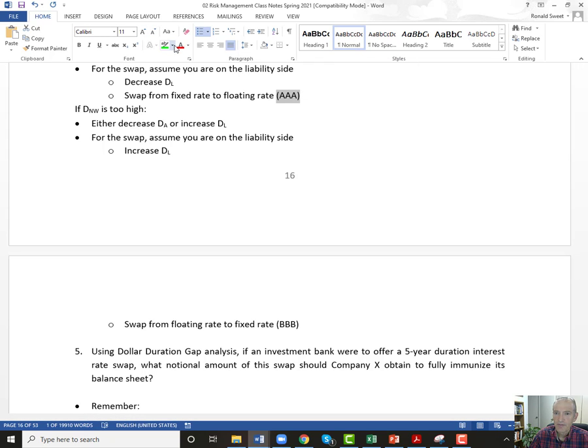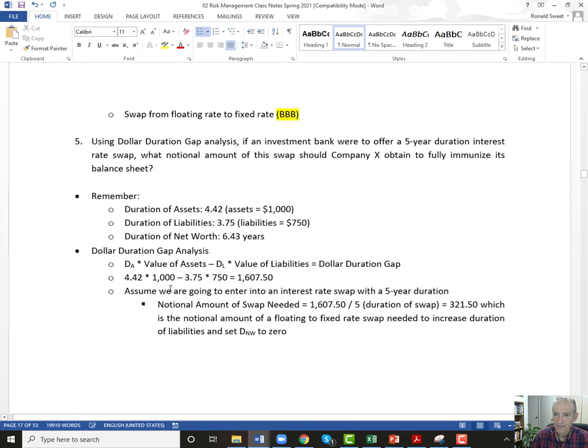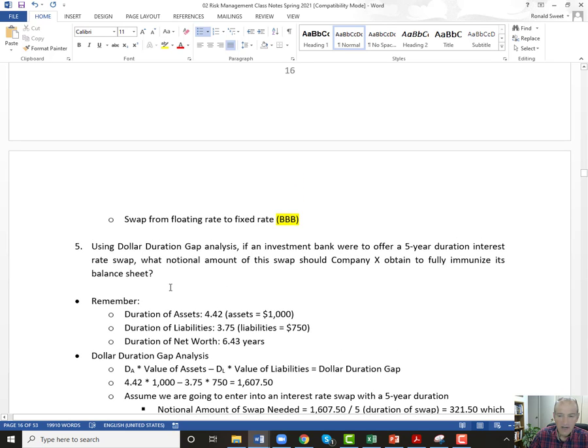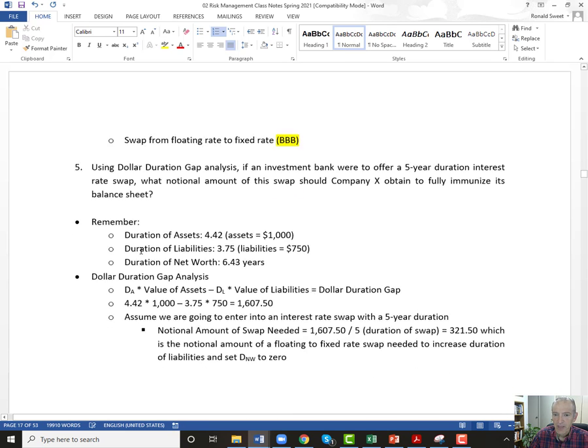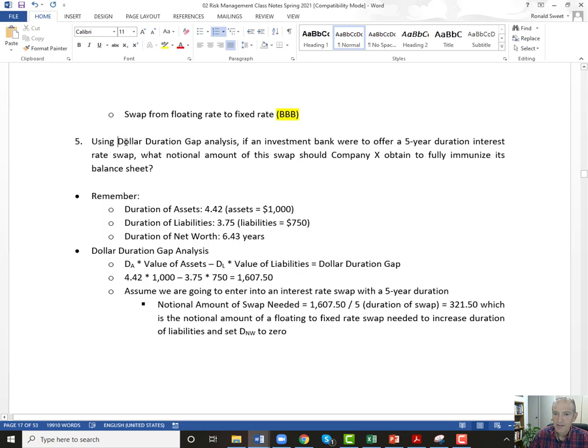Now I'm doing this before the class starts, so it's possible my class notes might actually have some of the stuff that I've just typed now, and you're seeing me type it now. So I'm not sure exactly what set of notes I will save out there for you. All right, the very, very last thing we've got to do is dollar duration gap analysis. Almost 100% of students get this right, so it's a fairly easy thing to do.